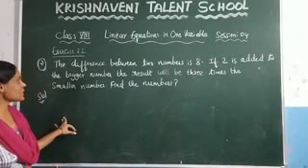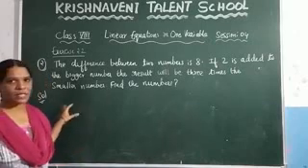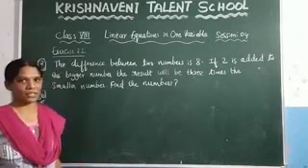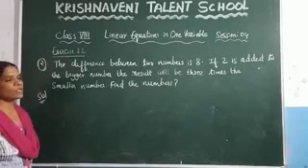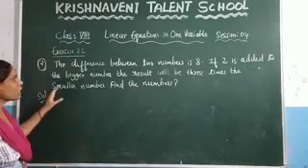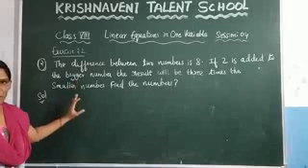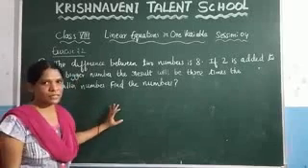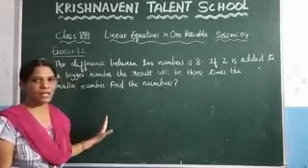In the earlier session, we discussed exercise 2.2 first question based on the properties of the triangle. Now see the second question. What does the second question say here? The difference between the two numbers is 8. You have been given two numbers and the difference between them as 8.